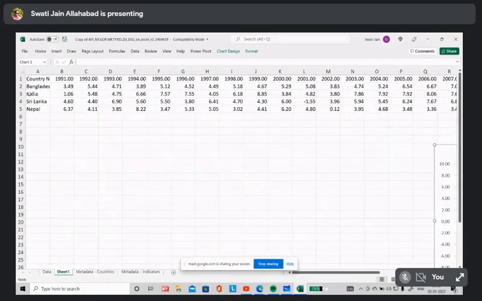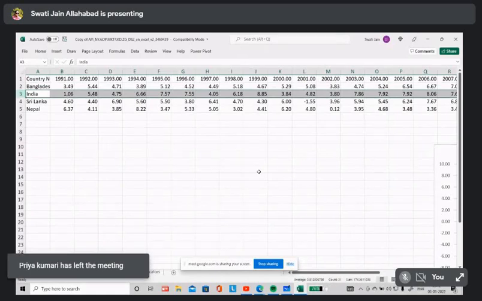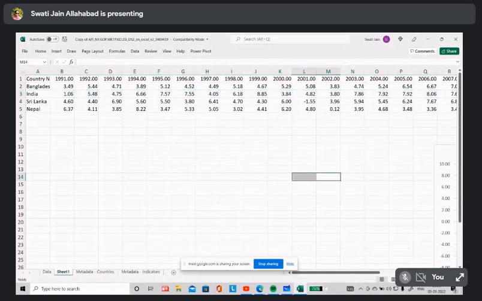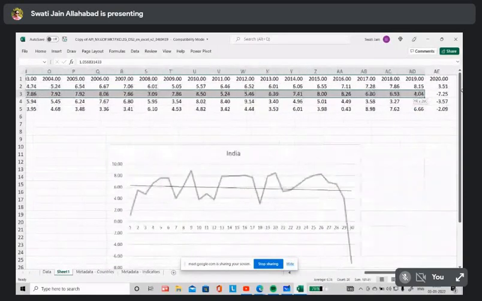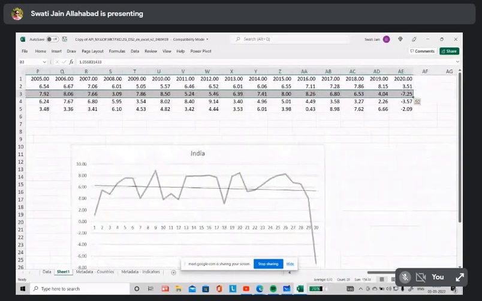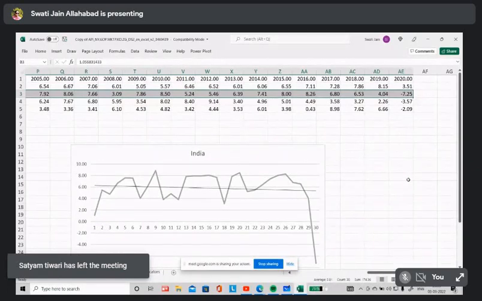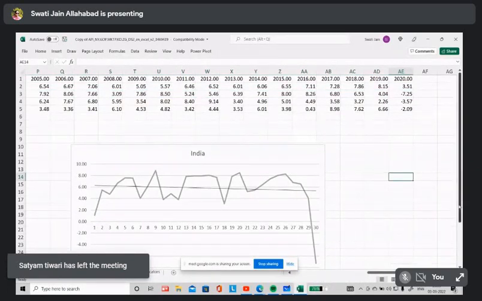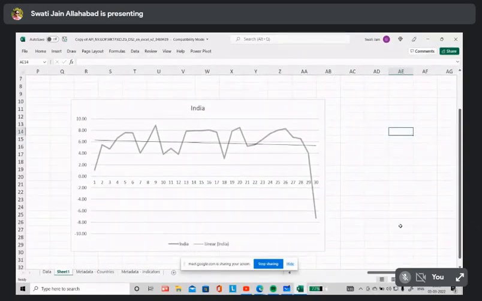Like this is India, okay? This is India. So what you have done, you have taken the average of all the years. Like you have added these values and divided it by the number of years. That's how you take out the mean, okay? You understand how you calculate mean? So when you calculate mean, you actually get the average value. So this is the plotting of the average value over the time period.